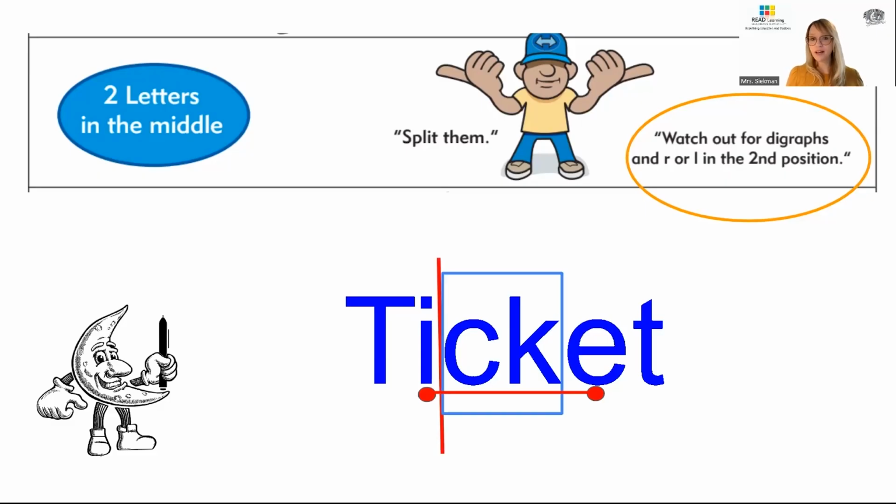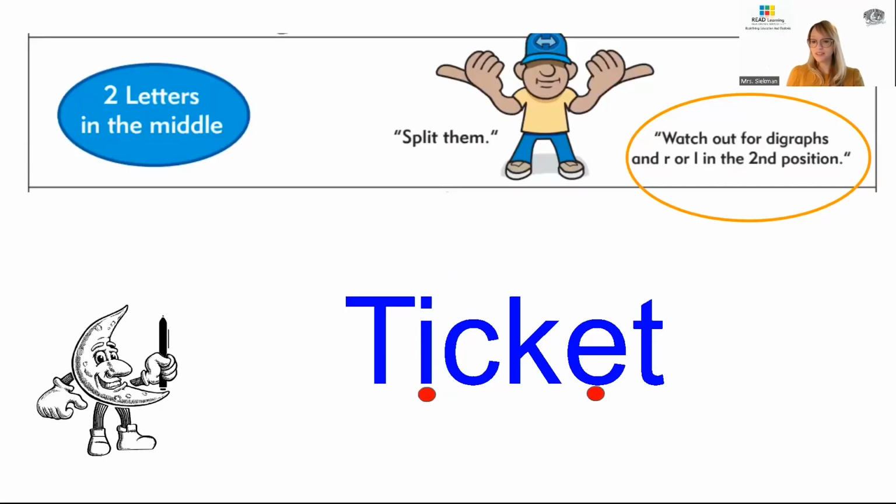Then I'll mark my vowels. I notice the I is long and the E is short. Finally, I'll read the word. Tie, kit, tie kit. That's not a real word. So I'll recall syllable division rule number 1 tells us what to do next.